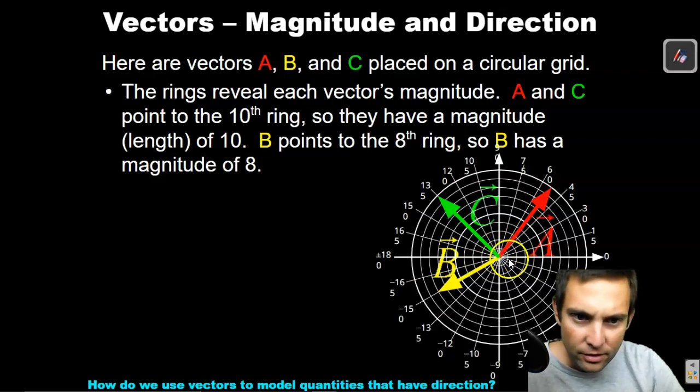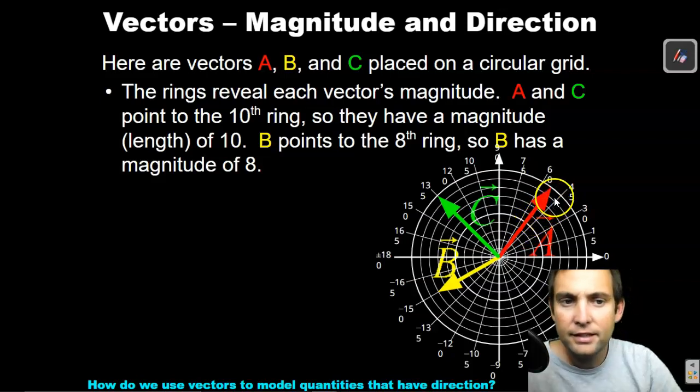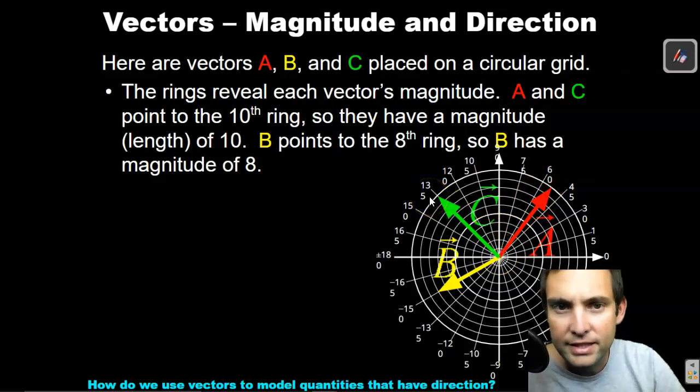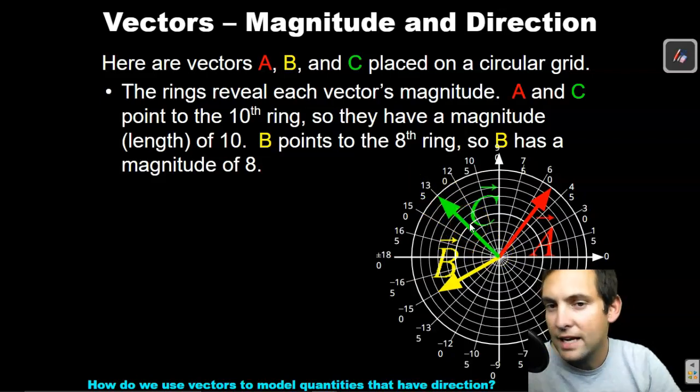You count up these little rings. 1, 2, 3, 4, 5, 6, 7, 8, 9, 10. There you go. So vector A goes all the way up to 10. Vector C also goes all the way out to 10. So they have a magnitude of 10. In this case, the magnitude just means the length of this vector, which is 10.